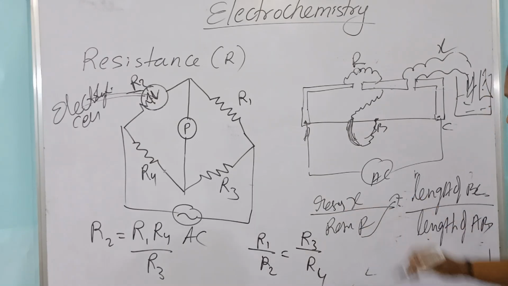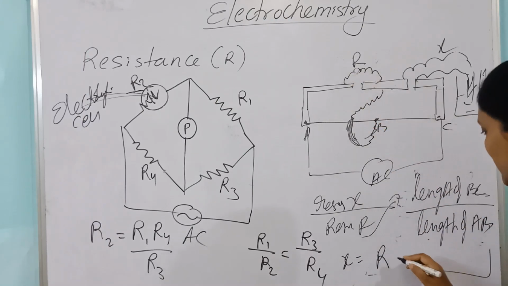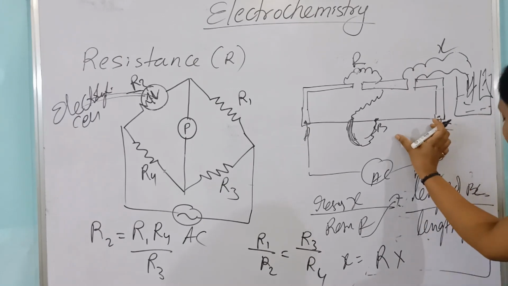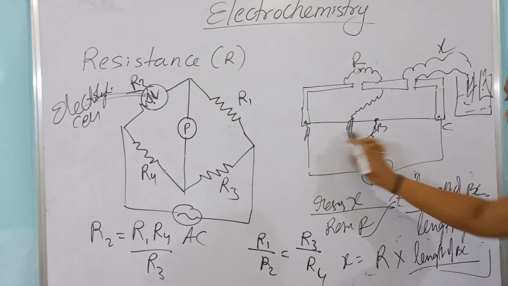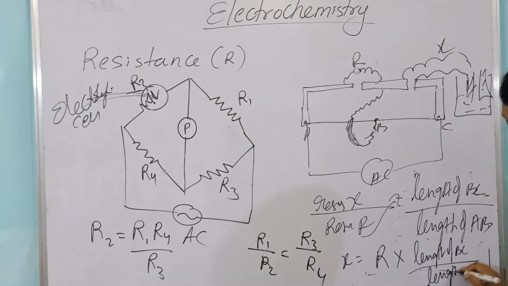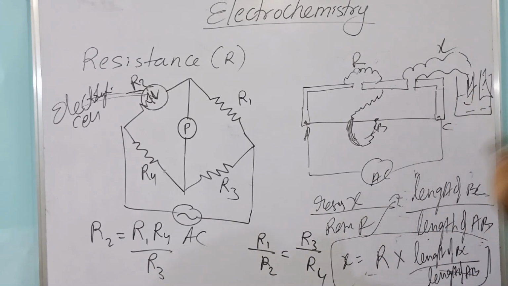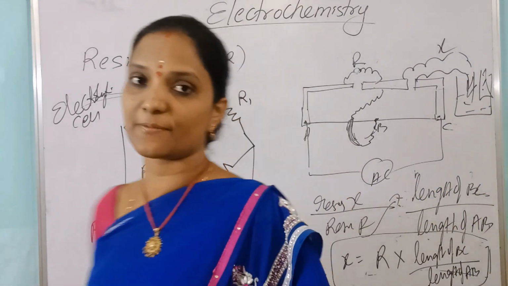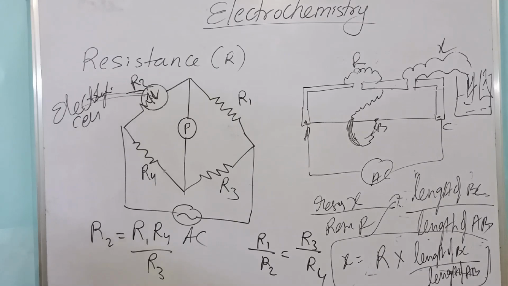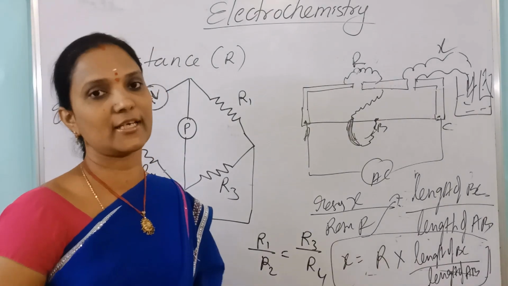So the resistance of X, this we want. So shift this one. Resistance of X is equal to the resistance of R, nothing but the standard resistance box, into the length of BC by the length of AB. Using this also we can find the resistance of this electrolyte, the resistance of the electrolytic cell. Here also we are using the same principle. So using the Wheatstone bridge we can find the resistance. Once we got this resistance, from this we can calculate the conductance, conductivity, everything.